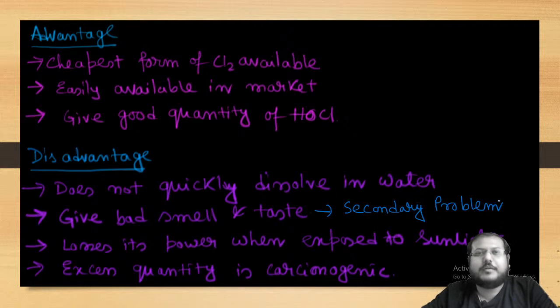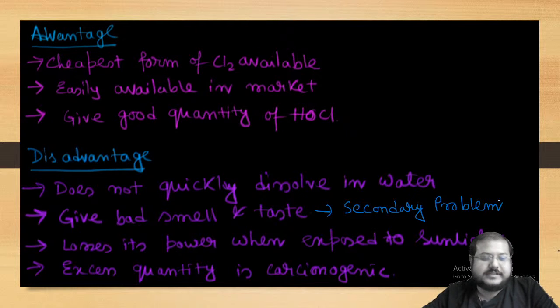So it is the cheapest form of chlorine available, easily available in the market, and gives a good quantity of HOCl. The disadvantages are that it does not quickly dissolve in water, gives bad smell and taste as a secondary problem, loses its power when exposed to sunlight, and the excess quantity is sometimes carcinogenic. So when you get the smell of bleaching powder from the water, it is not good for health.